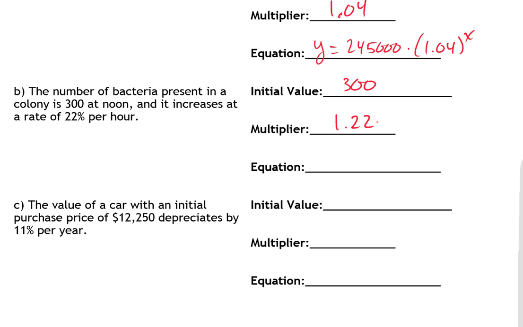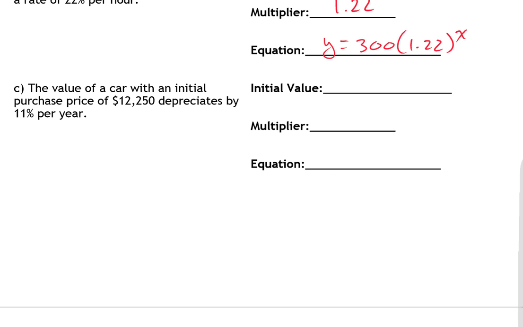Excellent. And then the last one here, a car has an initial value when purchased of $12,250 and it depreciates at 11% per year. What's my initial value? Good. What's my multiplier? 0.89. Very good. It's depreciating, going down. So we're going to look at 1 minus the 0.11, right? 1 minus it. 0.89. And then finally, what's my equation that models this situation?